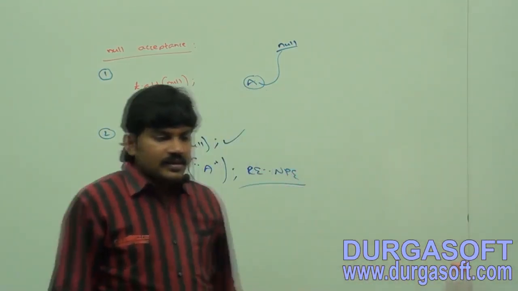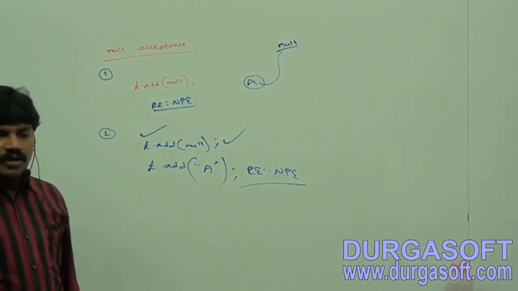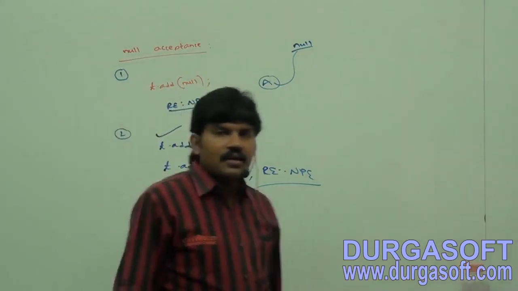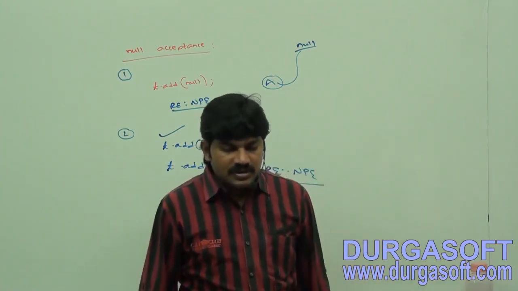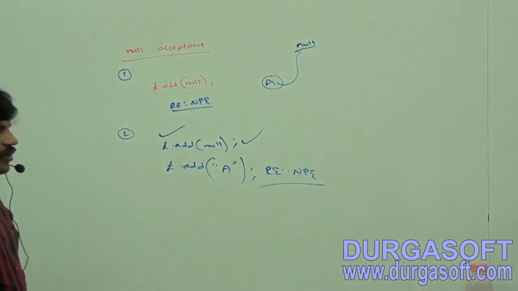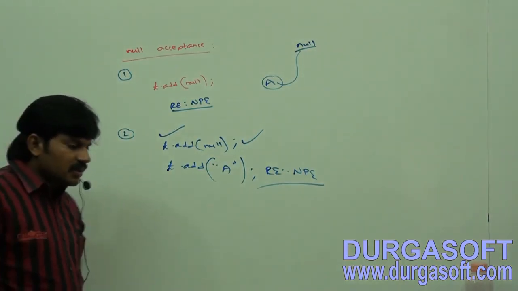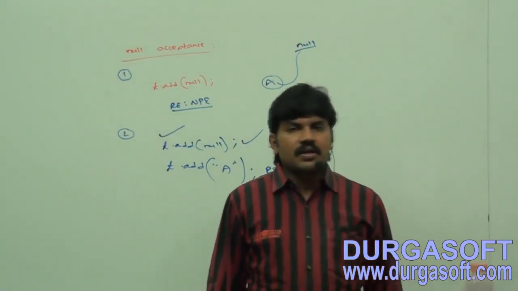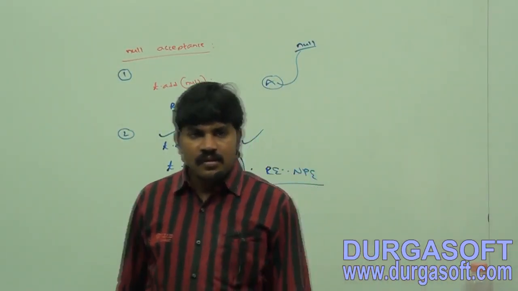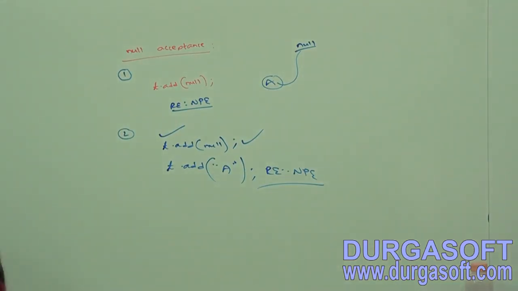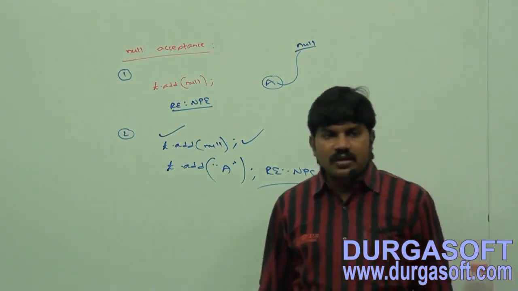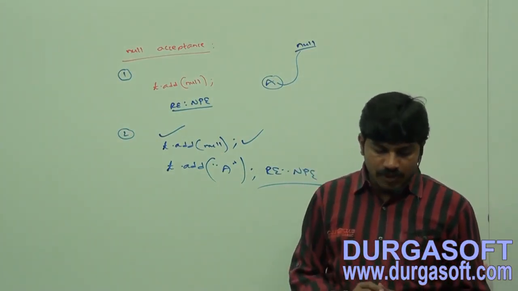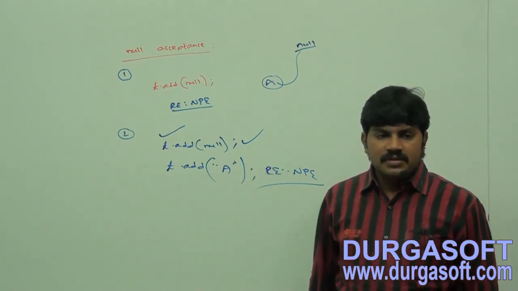Okay, add null acceptance under the first rule. For a non-empty TreeSet, if we are trying to insert null, then we will get a NullPointerException.